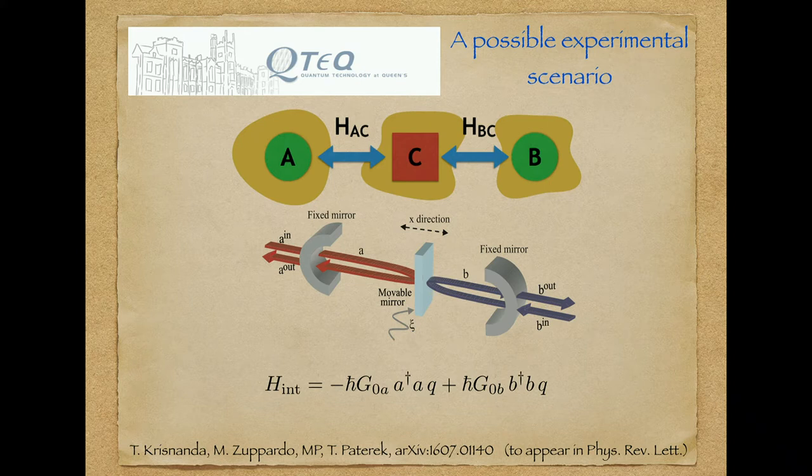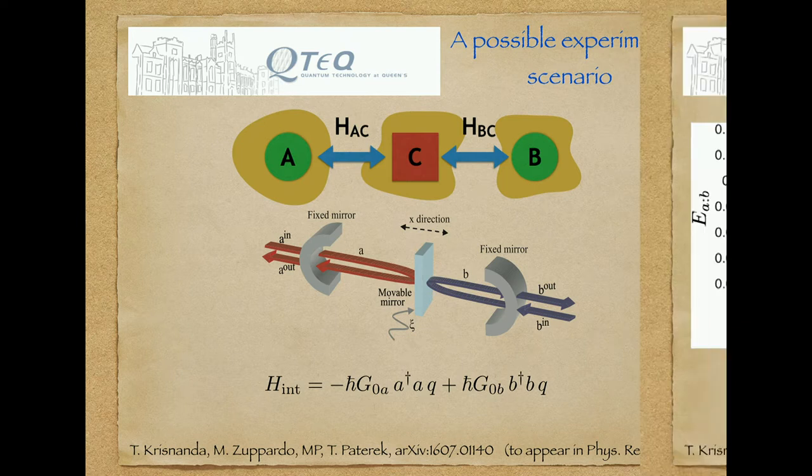And if you ask my experimentalist colleagues working in optomechanics, they tell you it's impossible to know exactly what is happening to the mirror without the field. So it's the perfect scenario. A doesn't interact with B. They both interact with C, which is my mechanical oscillator, and they want to infer the non-classical nature of this mechanical oscillator. This is the interaction Hamiltonian, so it's radiation pressure.